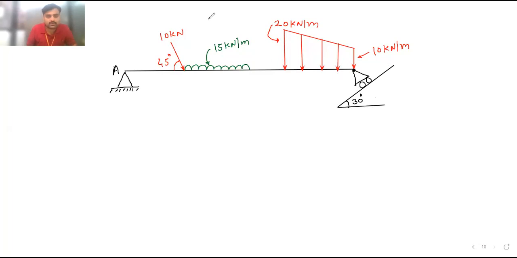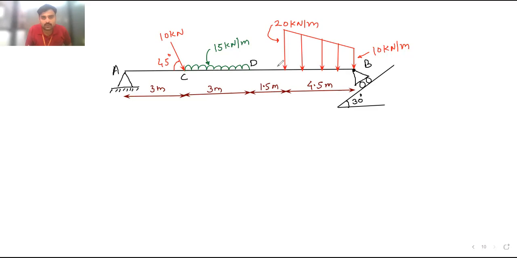Okay, now I will give you the distances. So all the distances are 3 meter, 3 meter, 1.5 meter, 4.5 meter. Okay, and this point is called point B. This is C, D, E. So find the reactions. Now solve the problem.